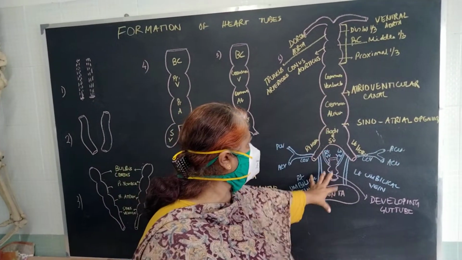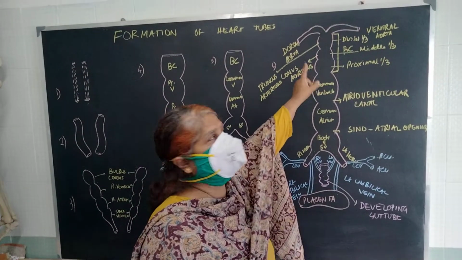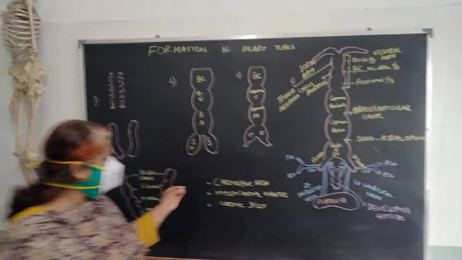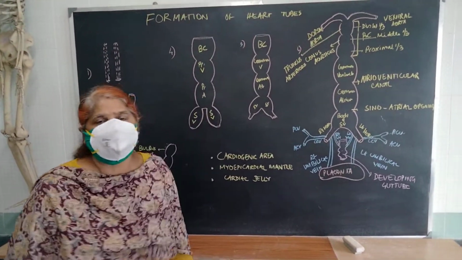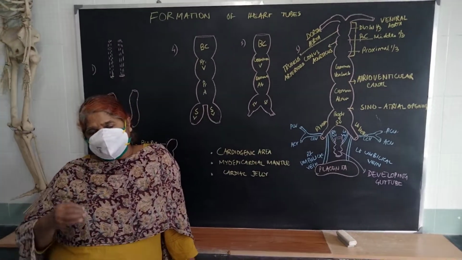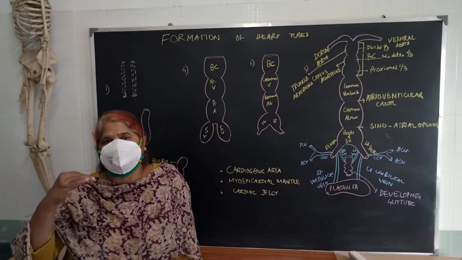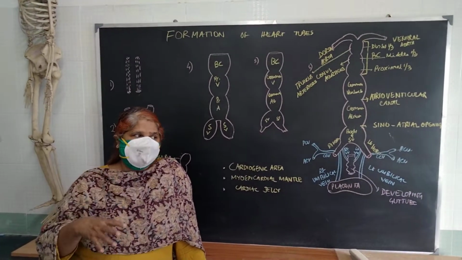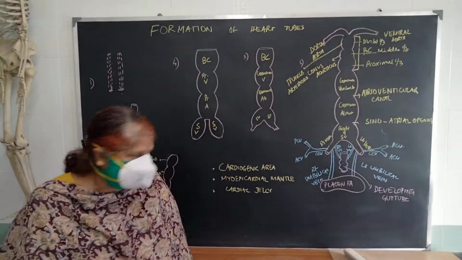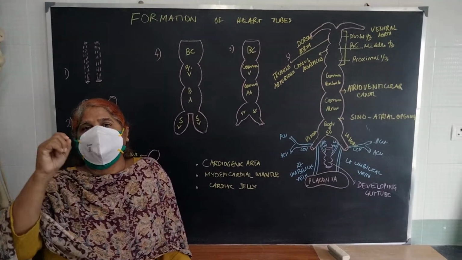So these are the derivatives of the venous end of the heart tube. These are the derivatives of the arterial end of the heart tube. Now while going through the development of the heart, we come to three common things which are very difficult to understand. One is the cardiogenic area, which we already demarcated. It is the area that lies between the septum transversum and the procaudal plate. And after head folding, it comes in front of the procaudal plate. So that is the cardiogenic area. That area is designated for the development of the heart tube.